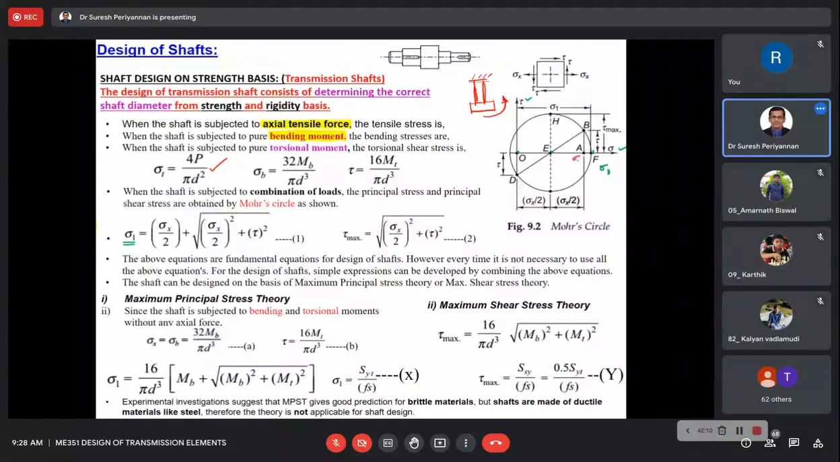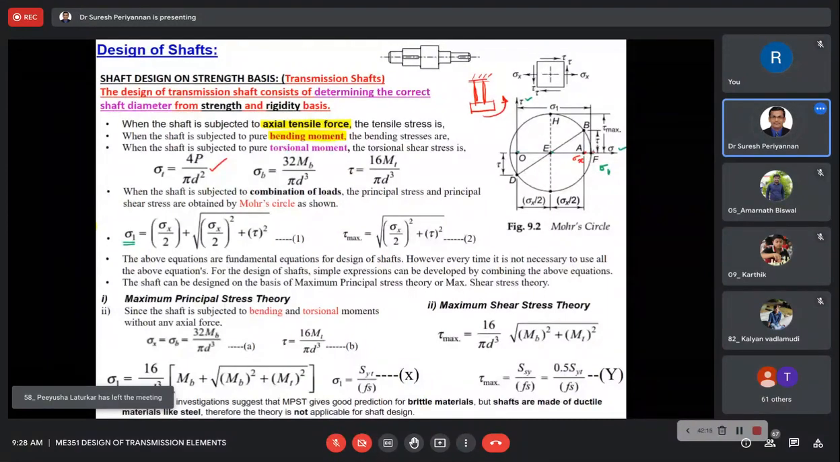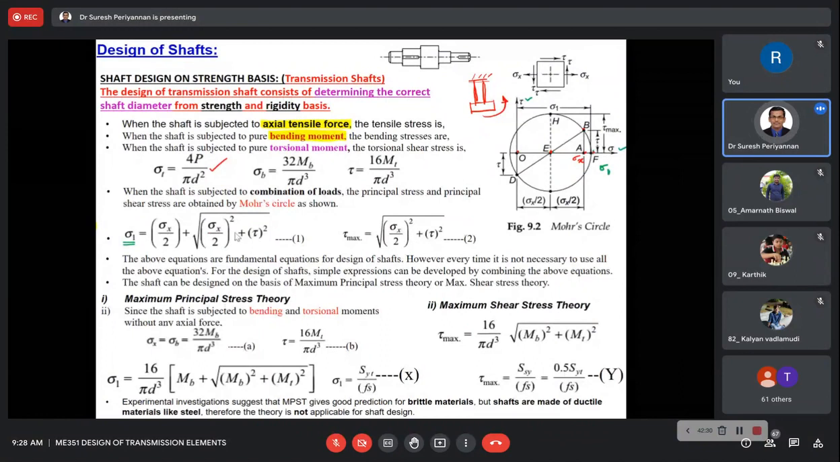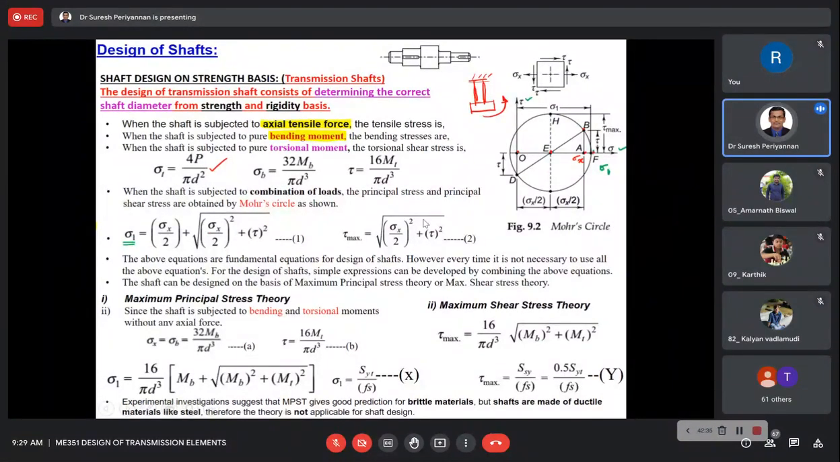This is sigma x, this point is sigma 1, and from this point to this point is sigma x by 2. What is this point? This is nothing but the shear stress, and this is tau max. Now, a small derivation I do here. Then we try to close the meeting today, and tomorrow we slowly increase the speed of the discussion.